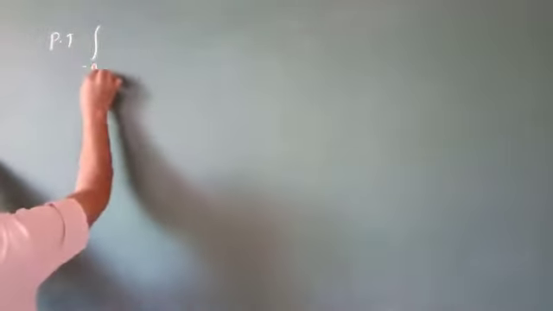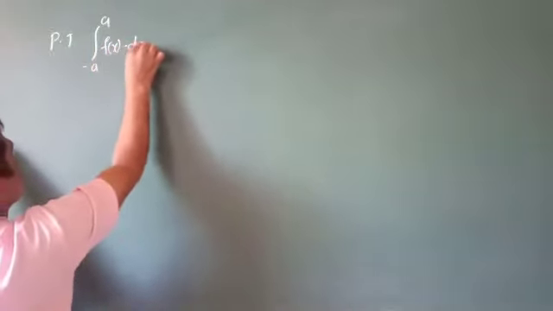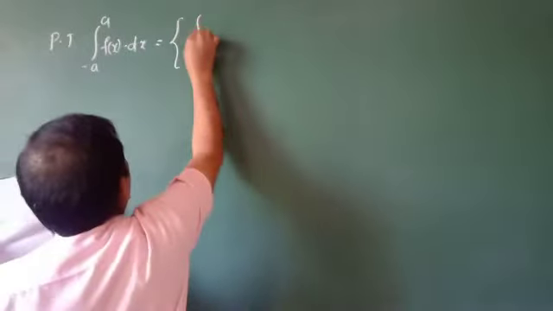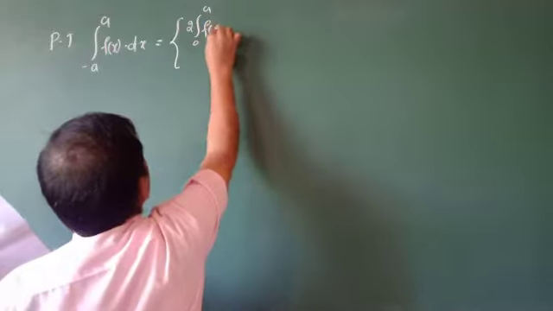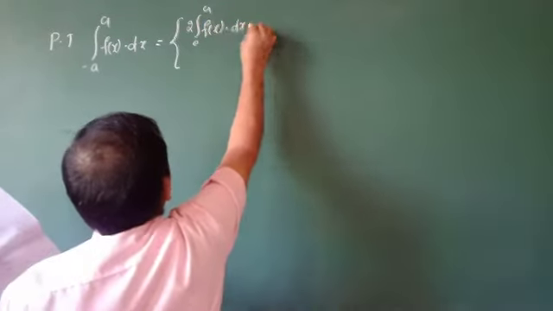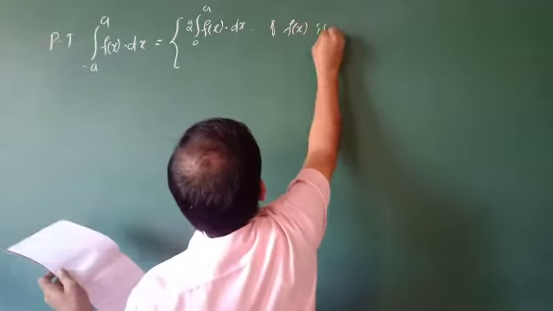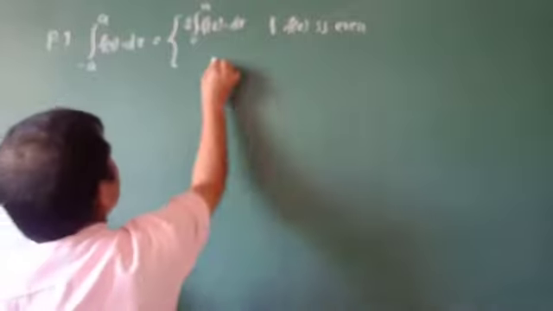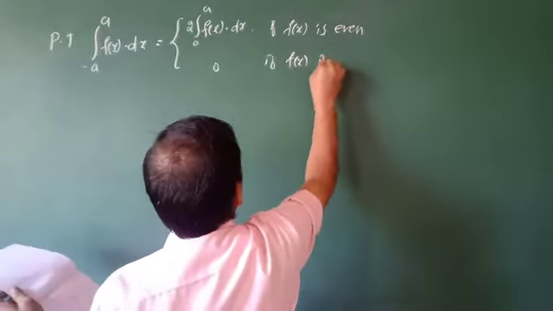that the integral from minus a to a of f of x with respect to x is equal to 2 times the integral from 0 to a of f of x with respect to x if f of x is even, and 0 if f of x is odd.